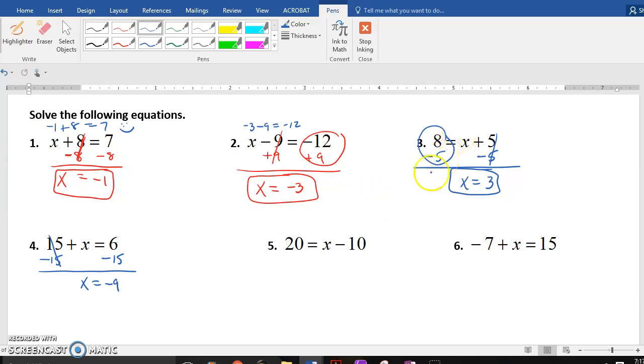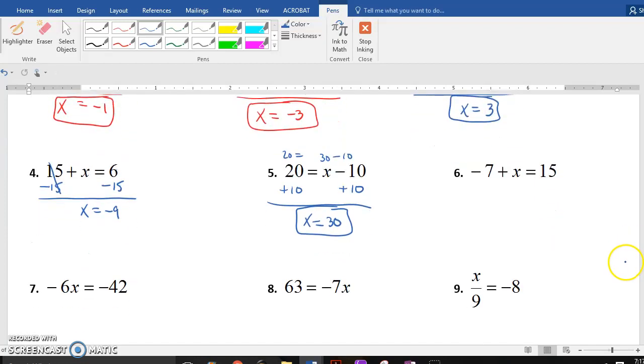Number 5, similar to number 3, I'm going to add the 10 to both sides. But when I write my answer, I'm going to go x equals 20 plus 10 is 30. And if you look, it's 30 minus 10 equal to 20. Yep, so you know your solution's correct.